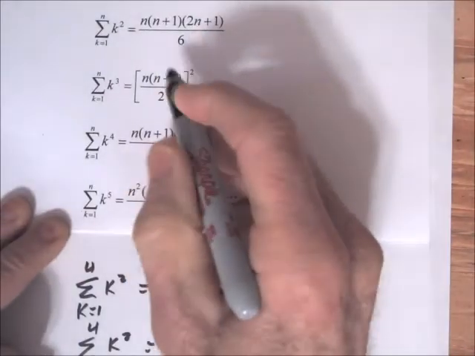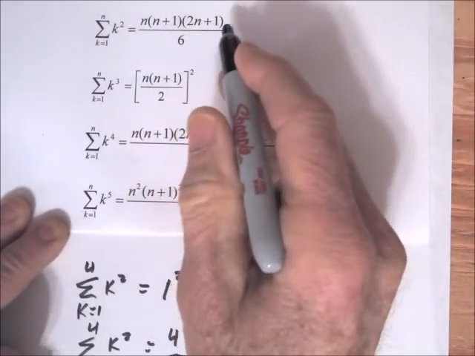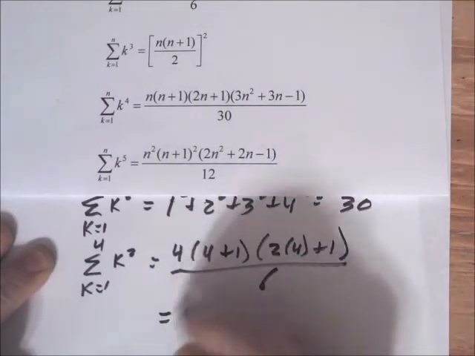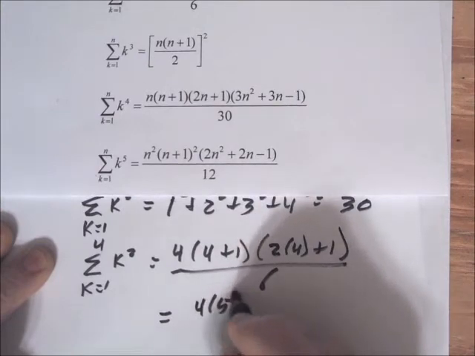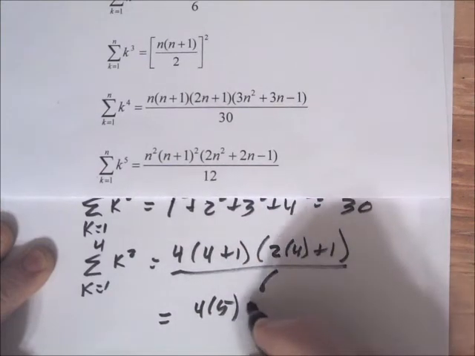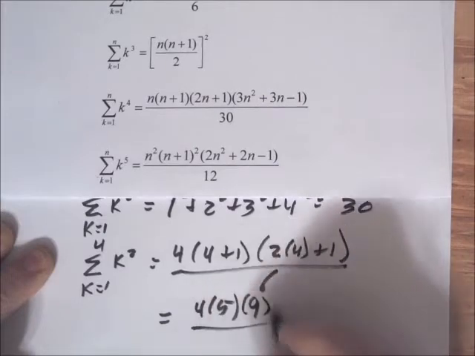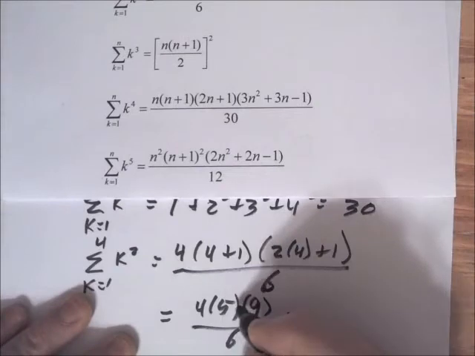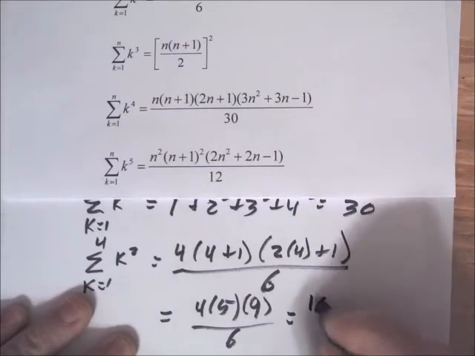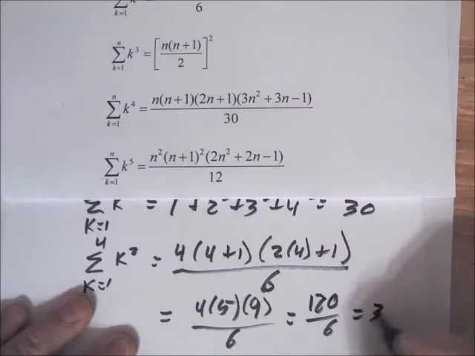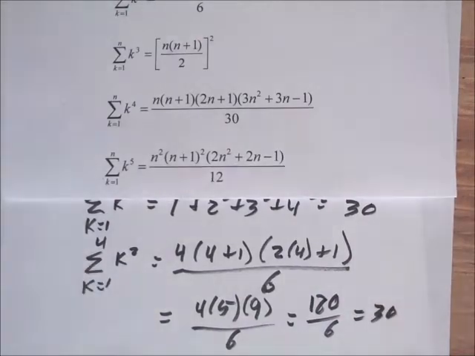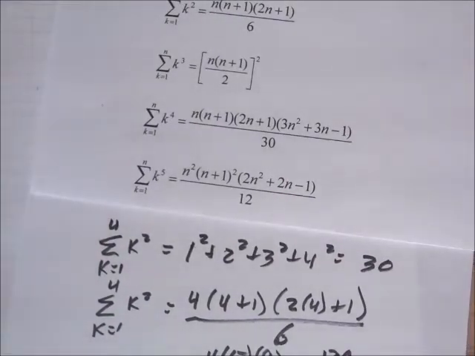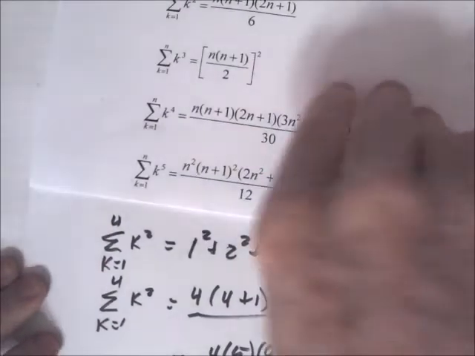Summation k equals 1 to n of k squared is n times the quantity n plus 1 times the quantity 2n plus 1 over 6. So here n is going to be 4. 4 plus 1 is 5, so 4 times 5. 2 times 4 is 8, plus 1 is 9, over 6. So 4 times 5 is 20, times 9 is 180, over 6. 180 divided by 6 is 30. Okay, so that gives us the same result that we had before. So those are shortcut formulas that will be helpful.